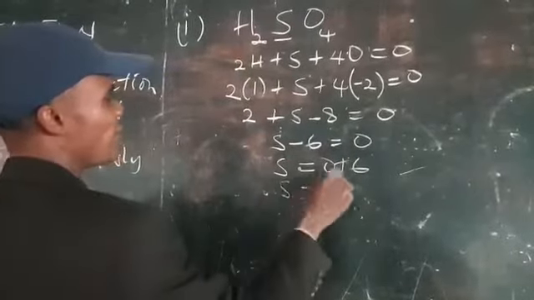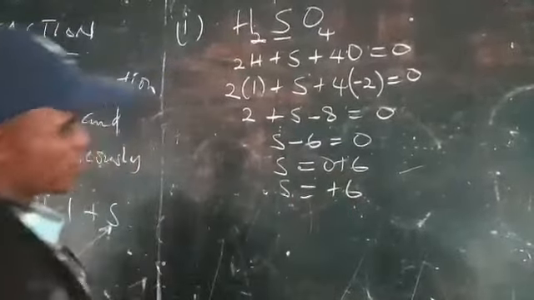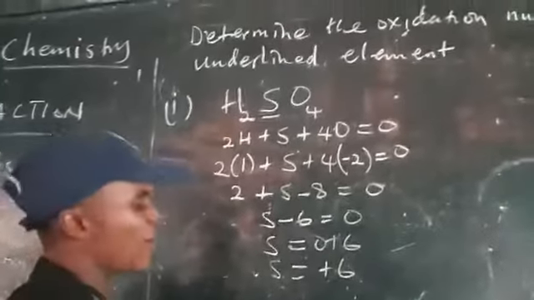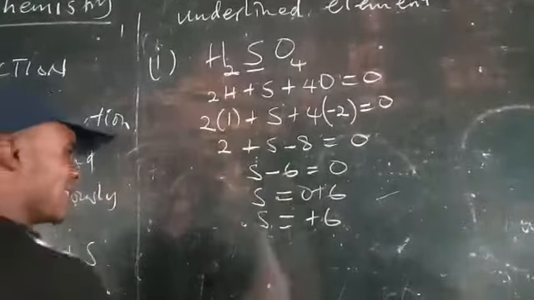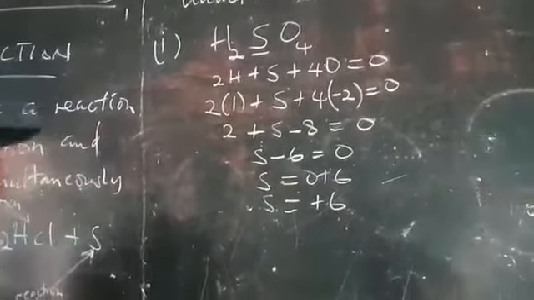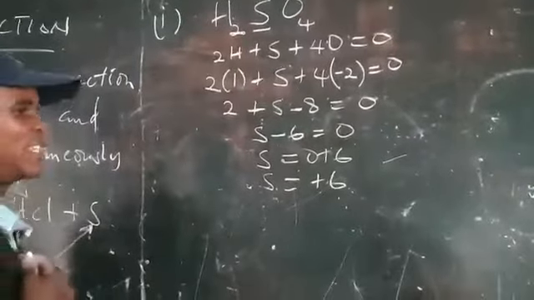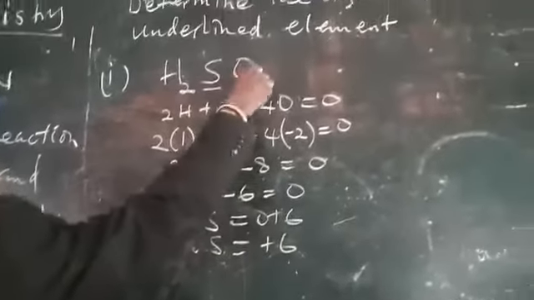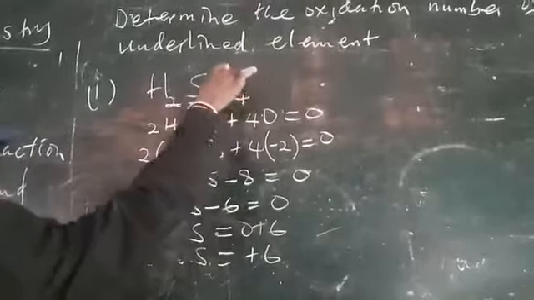And 0 plus 6 becomes plus 6. So the oxidation number of sulfur in that compound is positive 6. Now when I want to name this compound, I will start from the oxygen. The oxygen here has 4 molecules, and 4 is tetra.